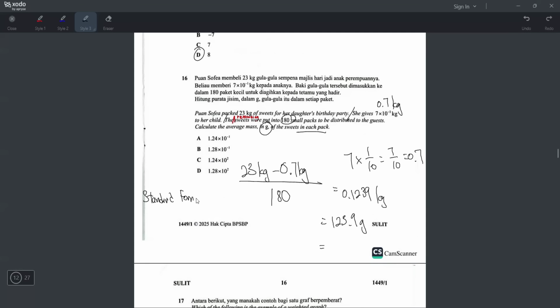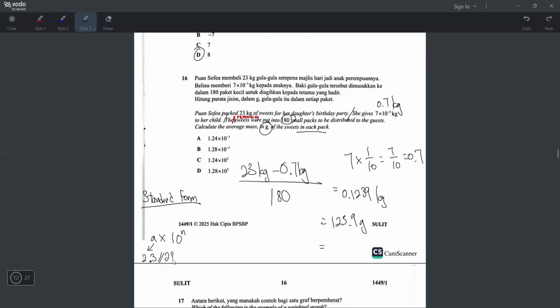Apa tu bentuk piawai? Bentuk piawai means you write your answer like this: A times 10 power n. Okay, and your A must be a number yang before decimal satu digit saja. I repeat, A is a number yang macam mana? Yang ada decimal, tapi before decimal ada satu digit, and that digit cannot be 0. For example, 2.3, macam tu. You see, before decimal ada satu digit.